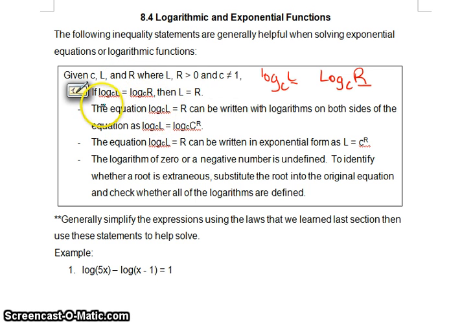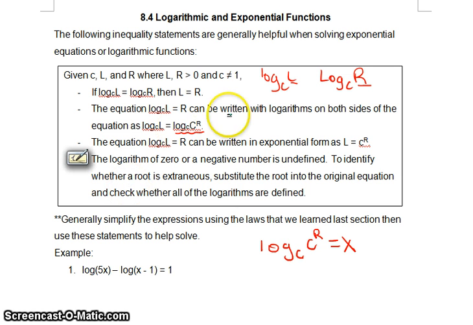So then looking at our second statement, we have the equation log base c of L is equal to R, and we can rewrite this as logarithms on both sides. So what we'd have is log base c of L is equal to log base c of c to the R. So to help you see this, suppose we just looked at this log function here. Say we had log base c of c to the R, and let's just let that be equal to x, just for our example, okay?